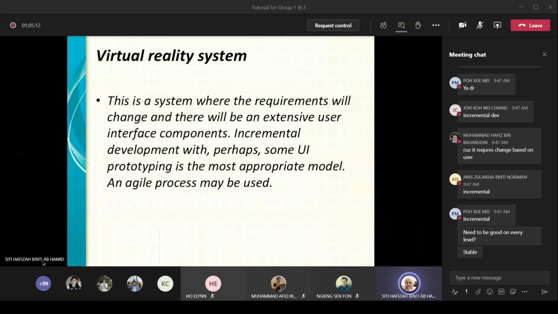But currently, most of the time when we go for incremental, people use agile. Because incremental is repeating the same process again and again, ensuring that every process, every level is correct, and all the UI is correct. So if you choose incremental, it's acceptable. But currently, people use agile for VR, not because it must be good in every level, but because the requirements change in every level.